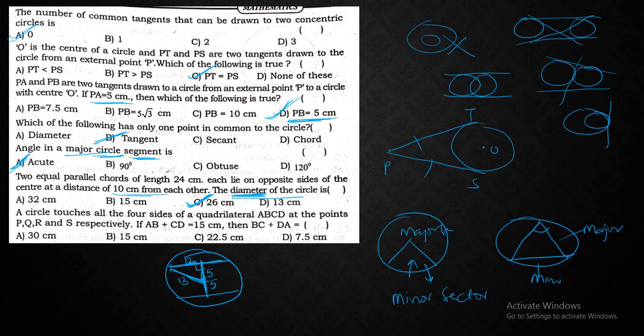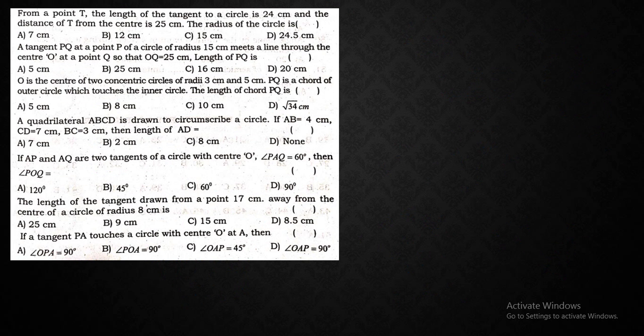Next, what he has given: a circle touches all four sides of a quadrilateral ABCD at the points P, Q, R, S respectively. AB plus CD is equal to 15 centimeters. So already we have discussed, right? If a circle is inscribed inside a quadrilateral, then the sum of opposite sides is equal to the sum of the other opposite sides. So AB plus CD is equal to 15, then obviously BC plus DA is also equal to 15. Right. Next, moving to the next problem.